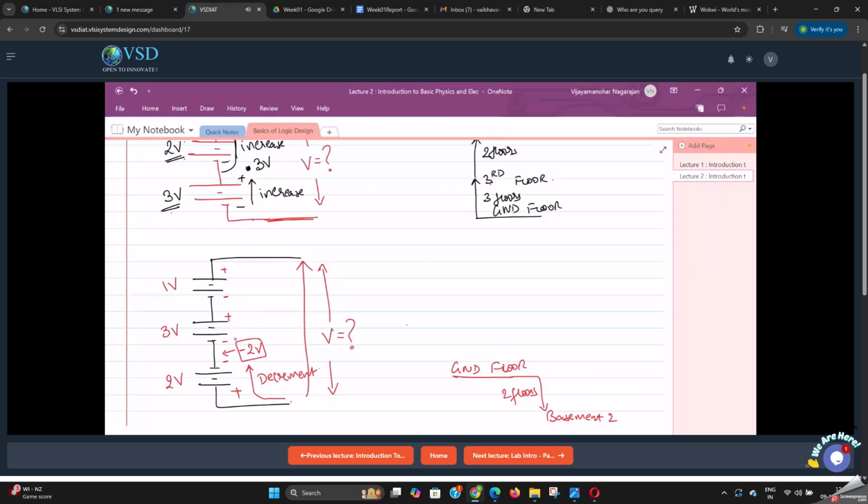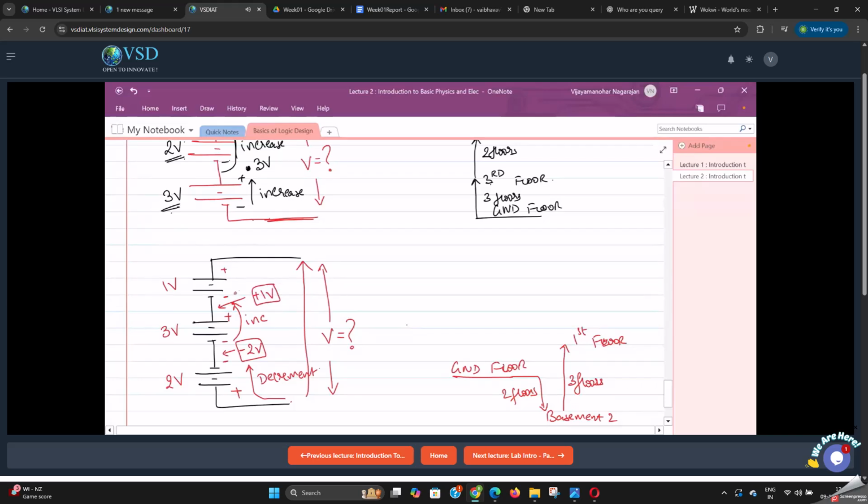Correct? Now, I am going from here to here. So this is minus to plus, which is increment. So similarly, from basement 2, you are going up by 3 floors. I am not going 3 floors up with respect to ground floor. I am going 3 floors up now from basement 2. So where will I go to? Yes, I will go to first floor, correct? So the voltage here at this point will be plus 1 volt.